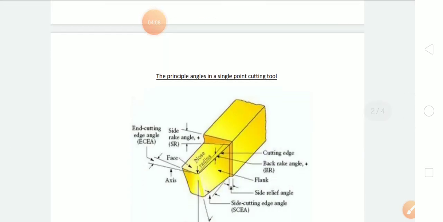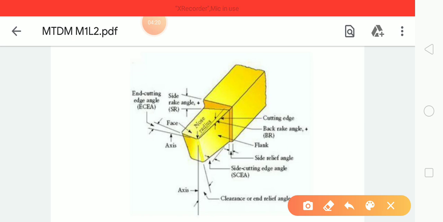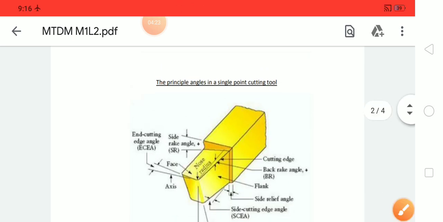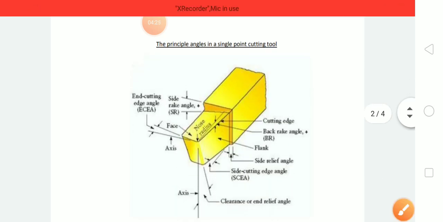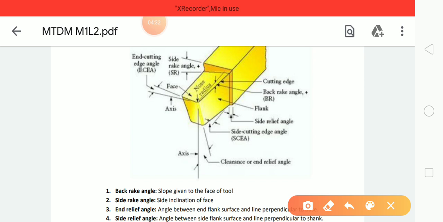Now I will move to the next topic, which is a very important topic. At least I can assure you 3 or 4 marks from this topic. First, the thing you have to know is the principal angles in a single point cutting tool. It is very difficult for me to teach how the angles come without drawing, but I will try to make you understand each and every angle.